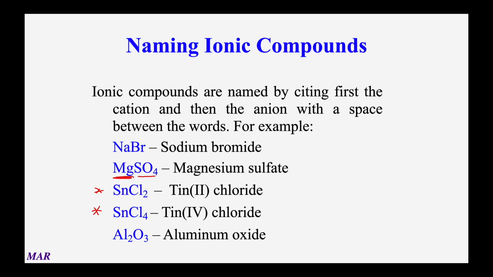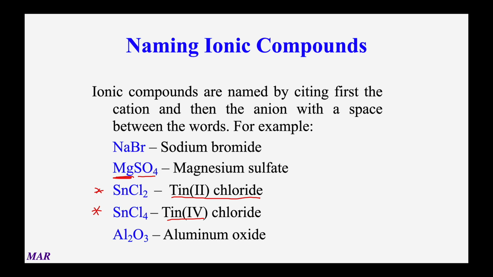So we would call this tin(II) chloride. And the next one would, of course, be tin(IV) chloride. You've got four -1 chlorides balancing the tin. This would be a +4 tin. And then the last one, aluminum oxide is the name. Aluminum is always +3. It's one of the stairs.